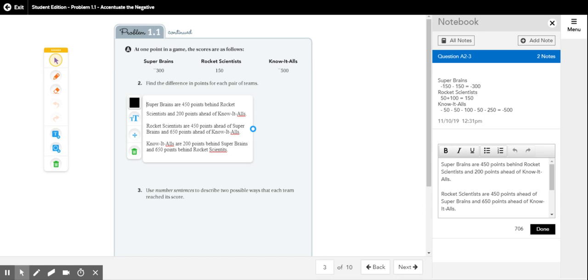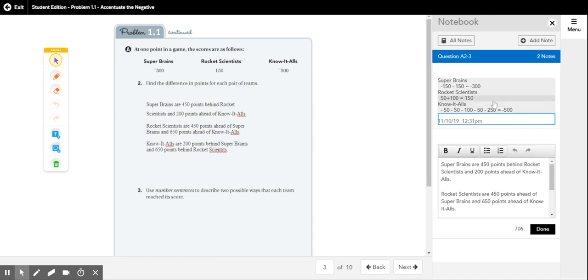Rocket scientists are 450 points ahead of super brains, and they are 650 points ahead of know-it-alls. Know-it-alls are 200 points behind super brains, and they are 650 points behind rocket scientists. I'm sorry for the misspelling there.